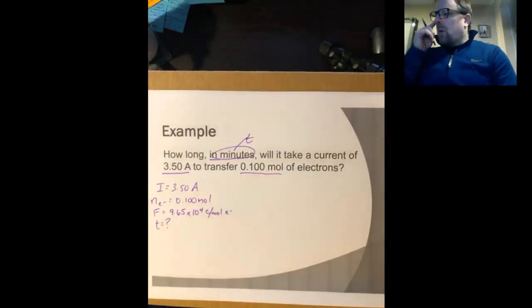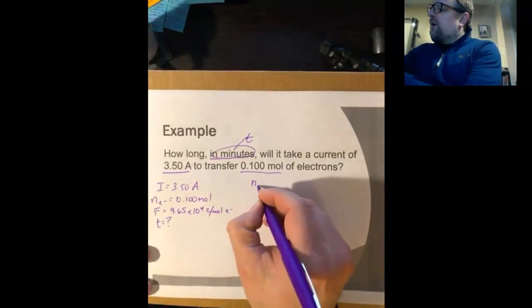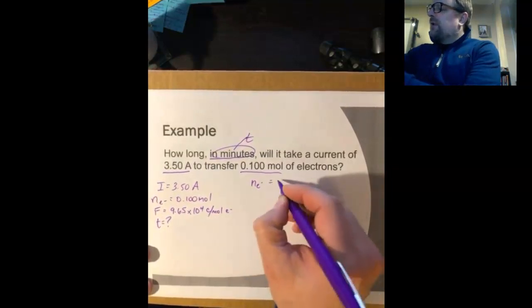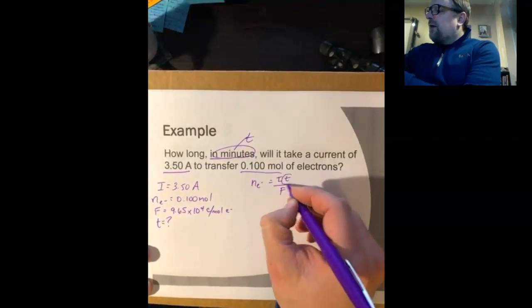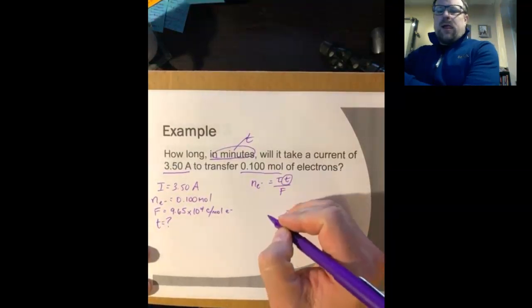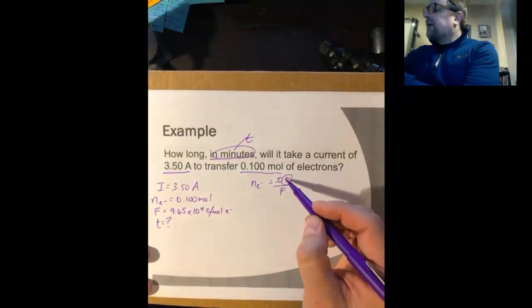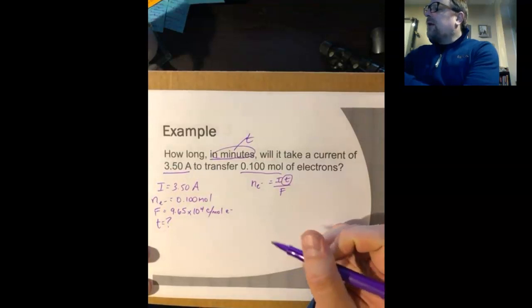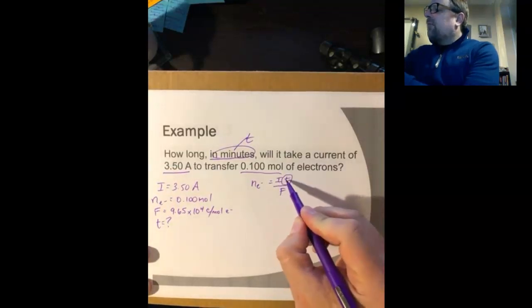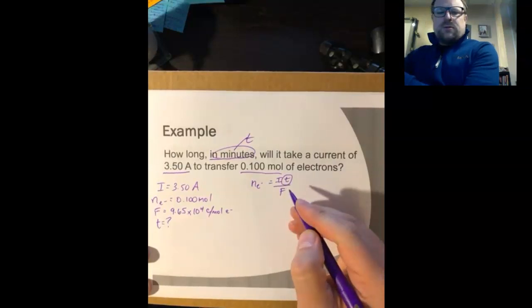Okay, so next step then is, as always, we're going to figure out how we would solve this. So normally the number of moles of electrons is IT over F, but we're interested in T right now. So we're going to do a little simple algebra, okay? We got to get T by itself. So we ask ourselves what's being done to T at this point, and how do we undo it? Well, T is being multiplied by I. How do we undo multiplication? We divide.